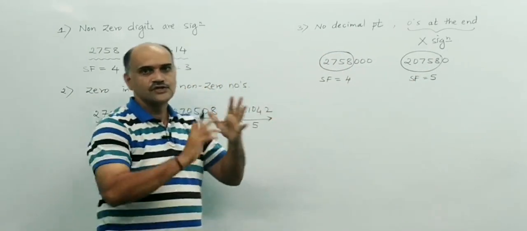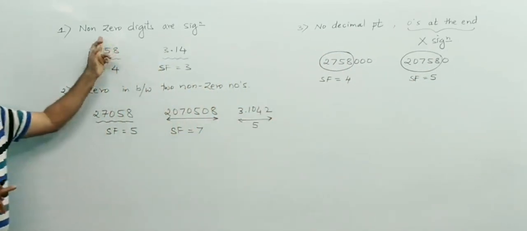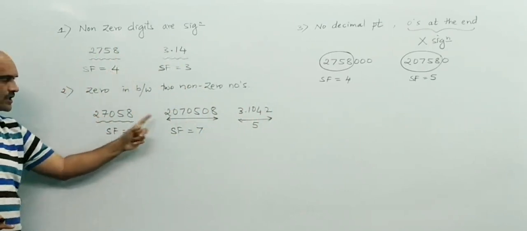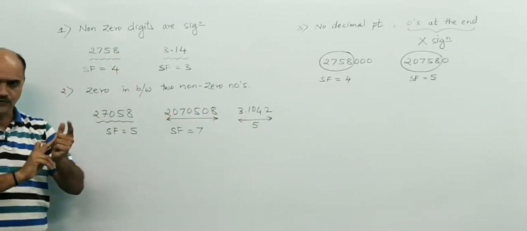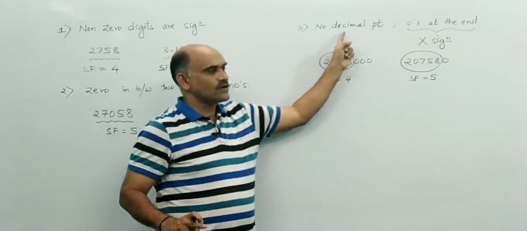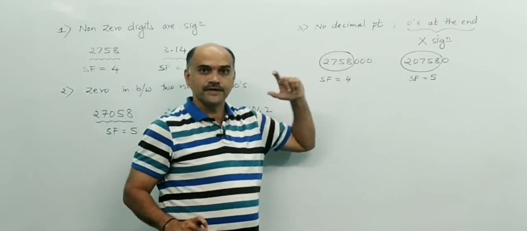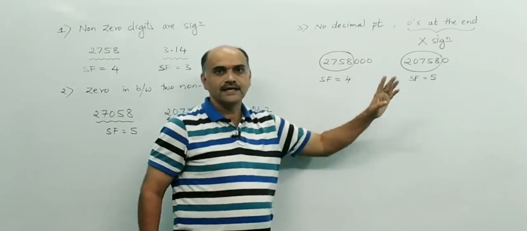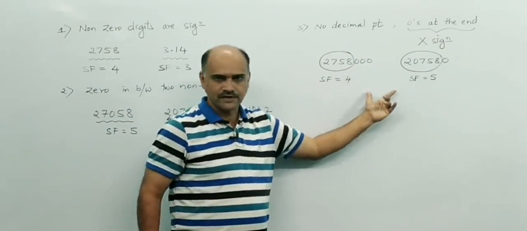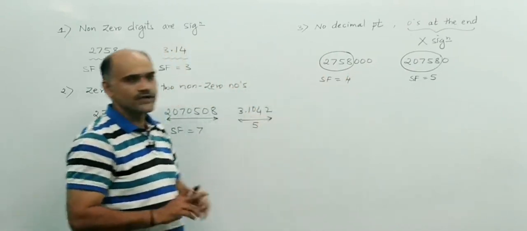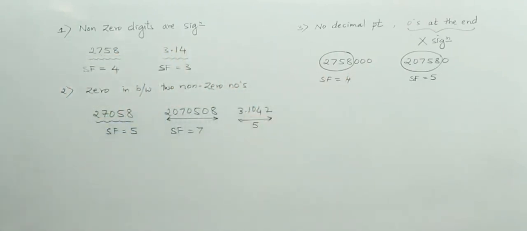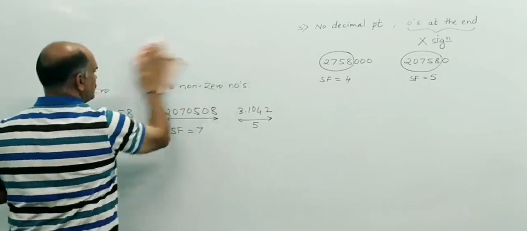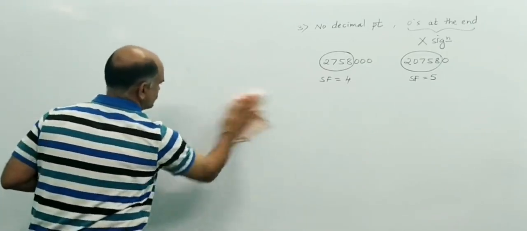Clear, students? First, all non-zero digits you should count. Second, if zero comes in between, you are required to count. Third, in a number with no decimal point, all the zeros at the end are not significant. Clear? Then we will go for the next rule. Next we will see the fourth one.